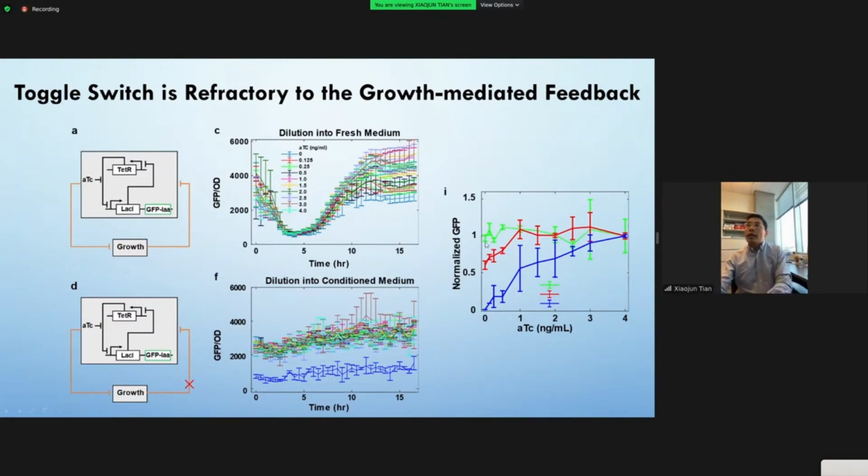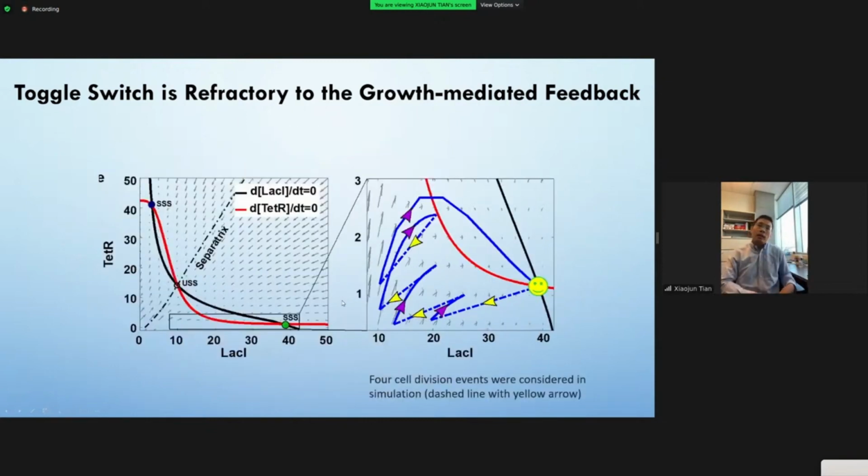So we all see the hysteresis, right? So what is the mechanism? Why is this toggle switch so robust? We did a mathematical analysis. As you can see here, the left panel shows the nullcline analysis. We have two variables, lacI and tetR. We have two genes that inhibit each other, right?